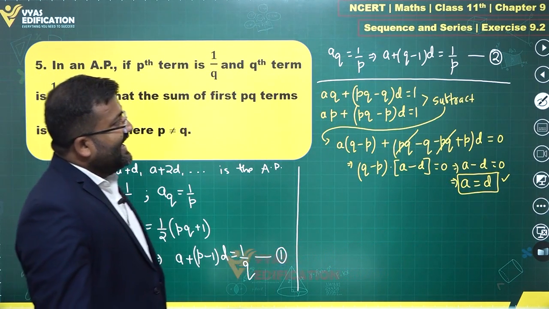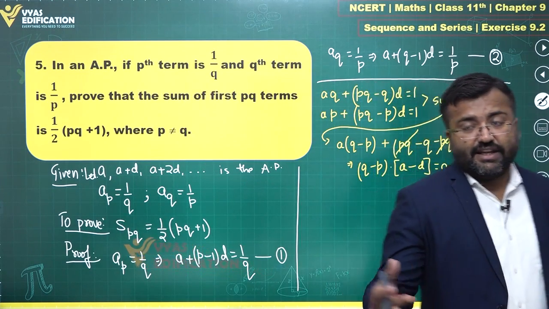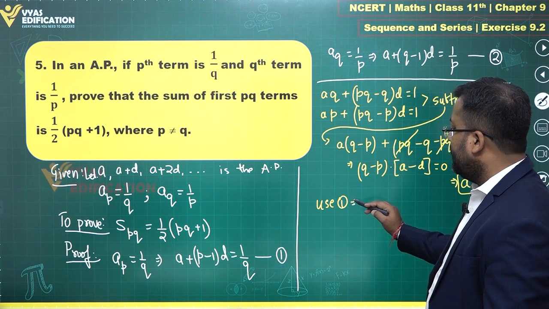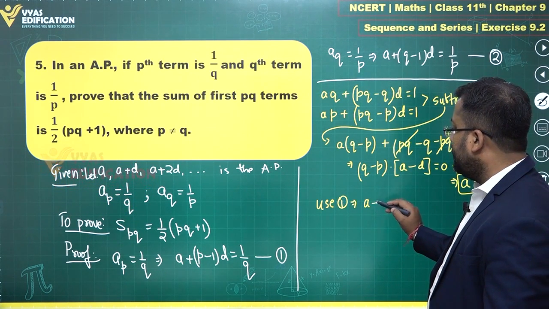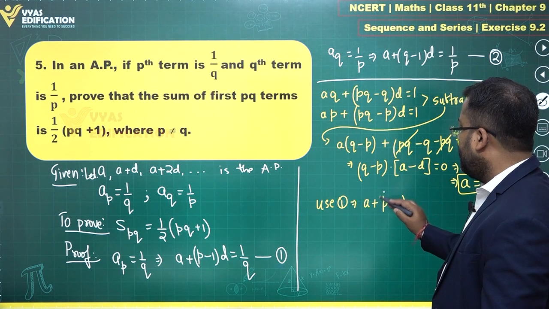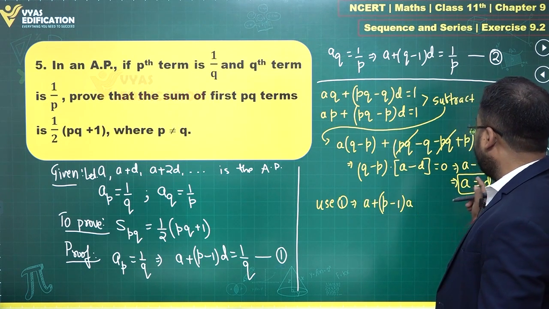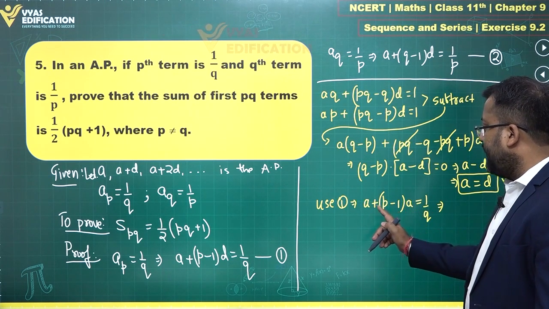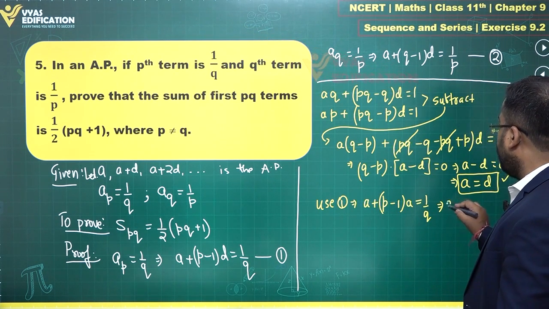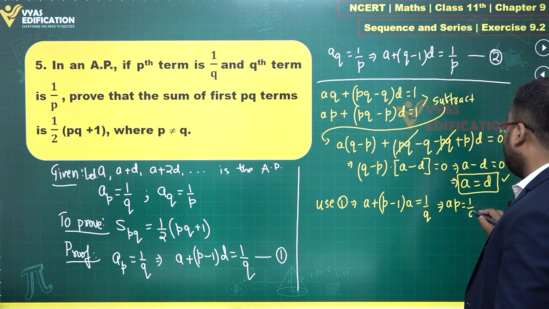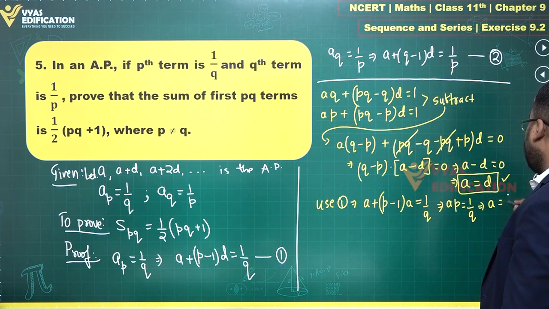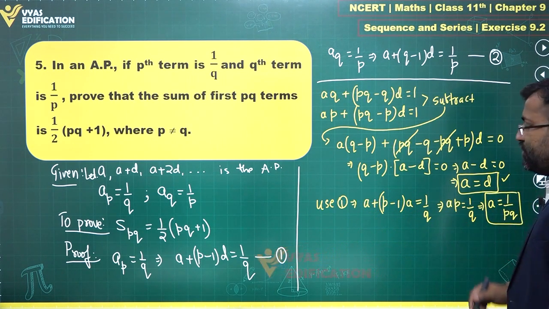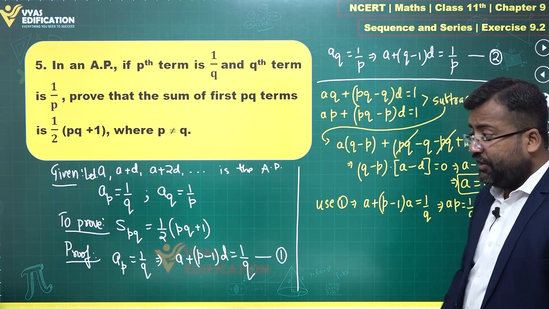Once you have noted that A equals D, can you easily use 1 or 2? Let's say use equation 1. That gives me A plus P minus 1 times D. D can be replaced with A again. This is 1 upon Q. Okay. You can take out A common. P minus 1 plus 1 is P. So AP is equal to 1 upon Q, or A will be equal to 1 upon PQ. And D is also equal to A. Therefore, both are 1 upon PQ.